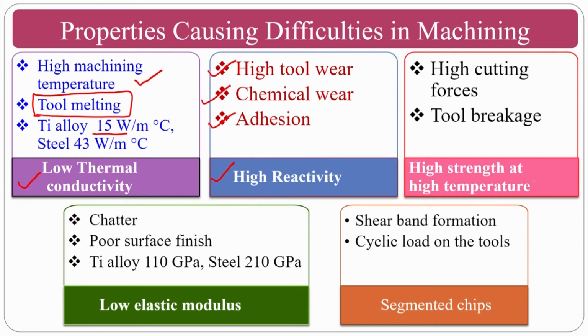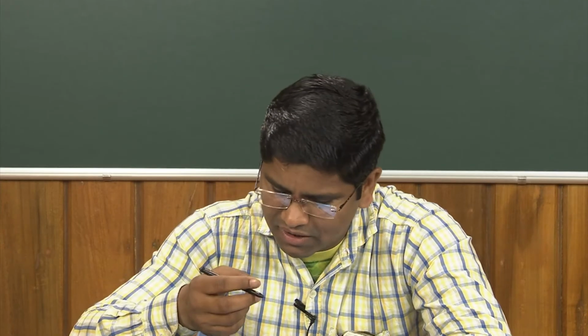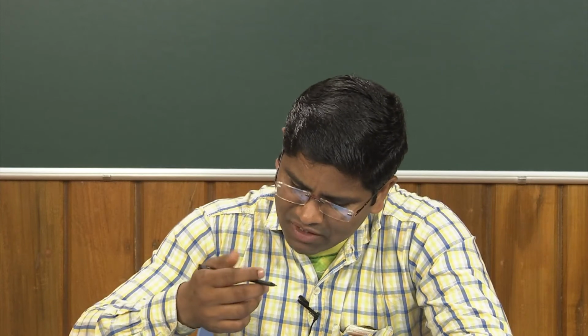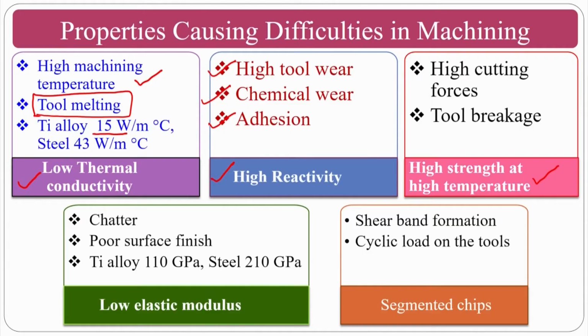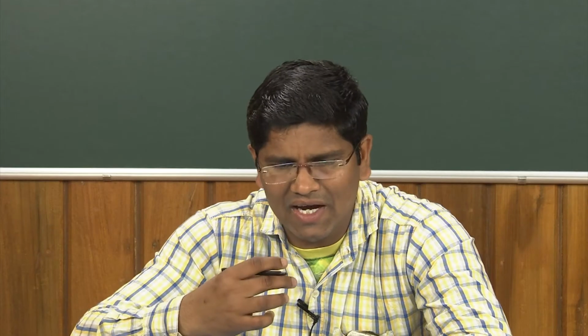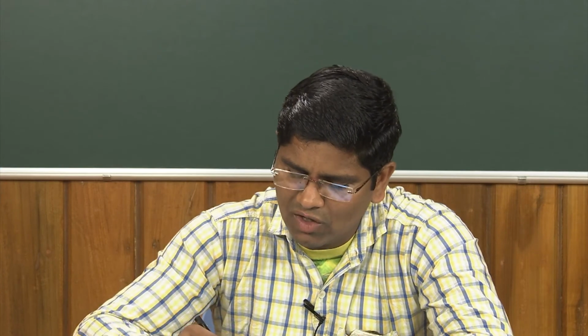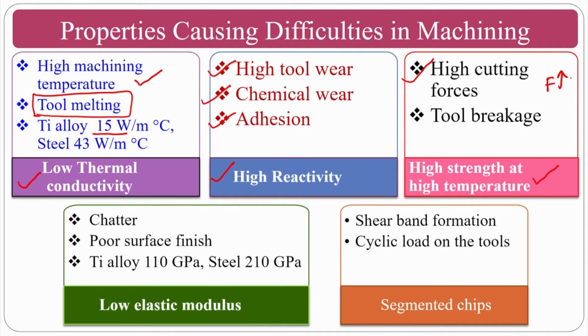So, high strength at high temperatures. That means that whenever you are doing the machining operation, the temperature goes up. If the temperature goes up and it still maintains its strength, then it is very difficult for the cutting tool to do the machining operation. In that circumstance, you will experience high forces because the strength of that particular material, even at elevated temperatures, is very high. So, the forces experienced will be high, and tool breakage will occur as early as possible.